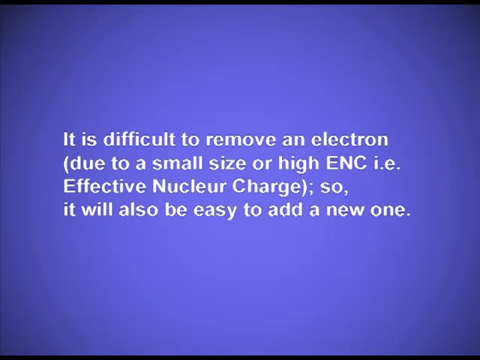So, the incoming electron experiences higher repulsion in the case of fluorine, and in the case of chlorine it is accommodated very well because the size is large and the incoming electron experiences less inter-electronic repulsion. Same is the case with oxygen and the sulfur lying just below it. It is difficult to remove an electron due to a small size or high effective nuclear charge, so it will also be easy to add a new one.